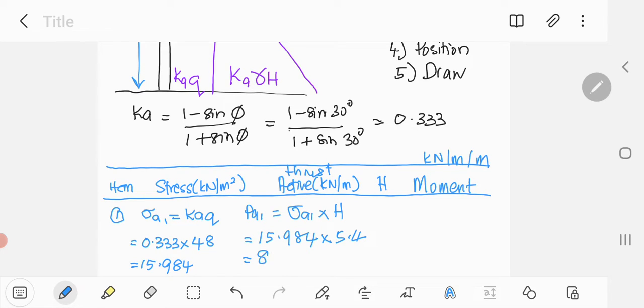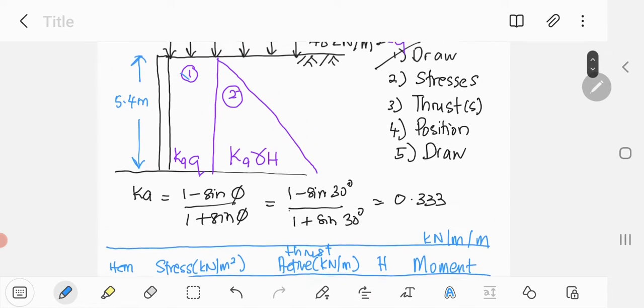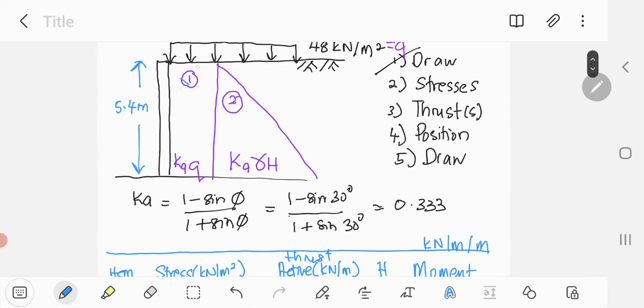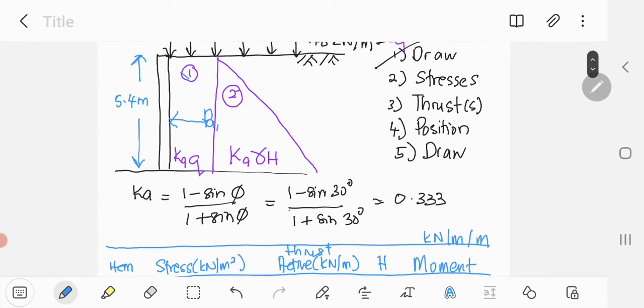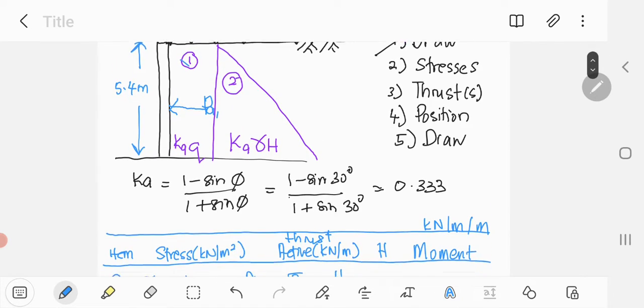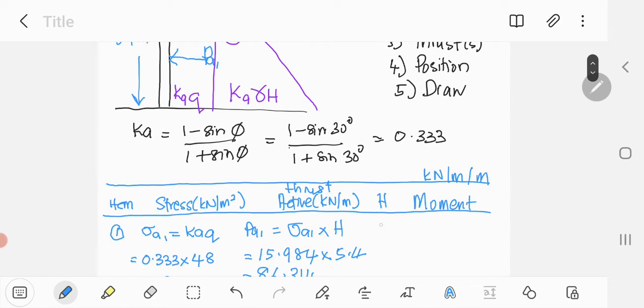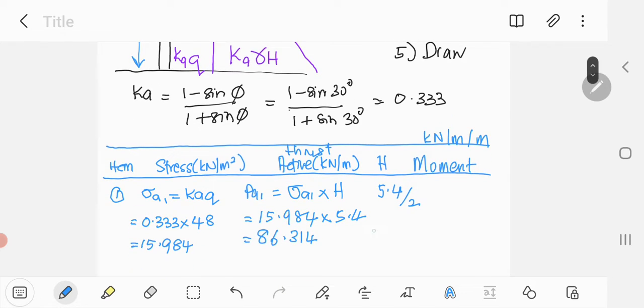And then we get the value of 86.314. Okay, when you finish calculating the active thrust, let's observe the rectangular section. Because it is a rectangular section, we put the arrow at the middle of the pressure distribution. So that one is PA1, and because it is at the center, we know that the position will be 5.4 divided by 2. So you get the answer of 2.7 meter.